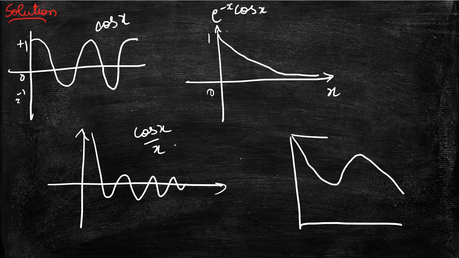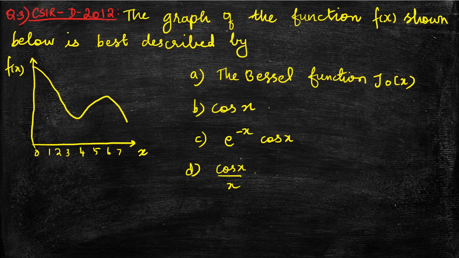I think this is the Bessel function J1 of x, solution of first kind. You can check any book, you'll have these graphs in that. So option A satisfies the given figure.